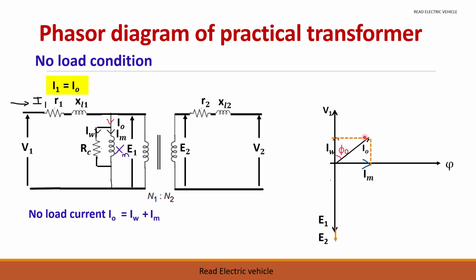So this is I0. I0 is given by phasor addition of IW and IM. So here this no load current is lagging the supply voltage by some angle phi naught. This angle is called hysteresis angle because this current is actually supplying the core loss or the hysteresis loss. So IW, I can write it as I0 into cos phi naught, and this IM can be written as I0 into sin phi naught. So I0 is equal to root of IW square plus IM square.